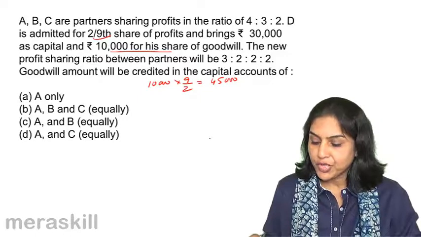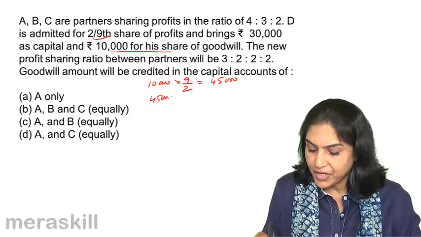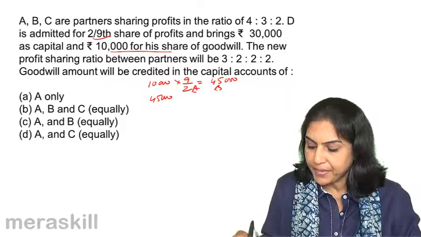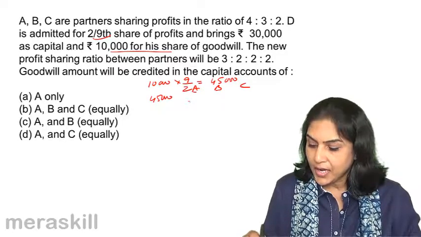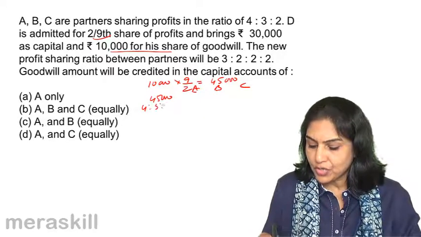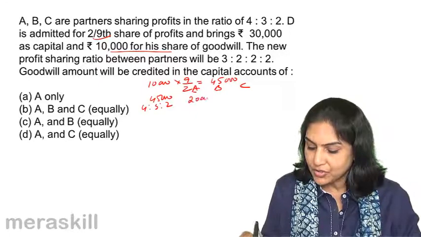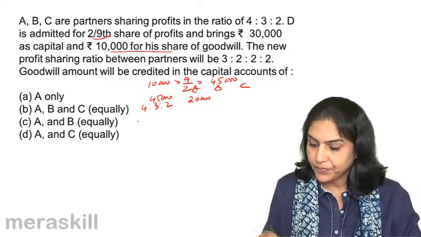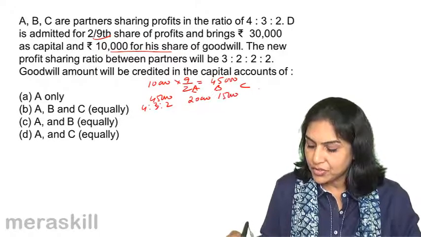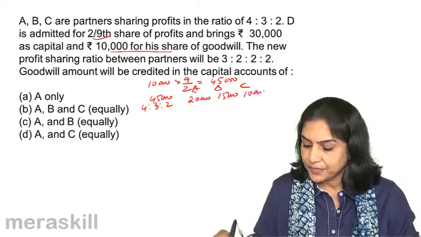Now, what was the old ratio? 4:3:2. If we take 45,000 and split it between A, B and C in the ratio 4:3:2, that is 4, 5, 6, 7, 8, 9, we get 20,000, 15,000 and 10,000.